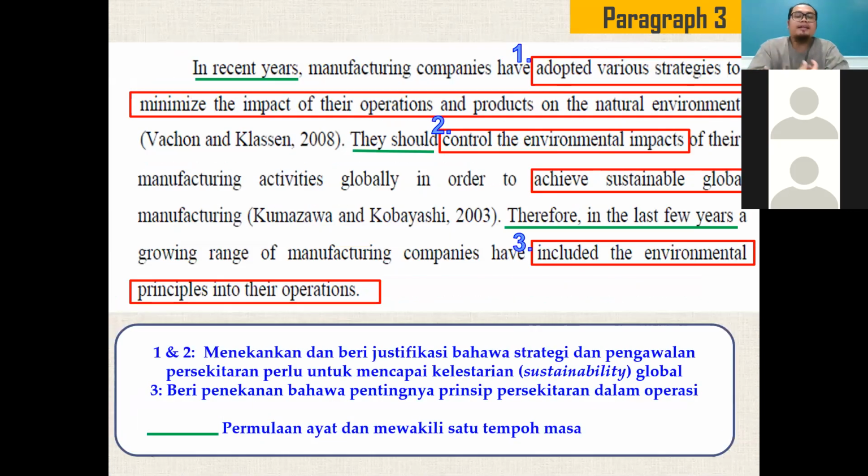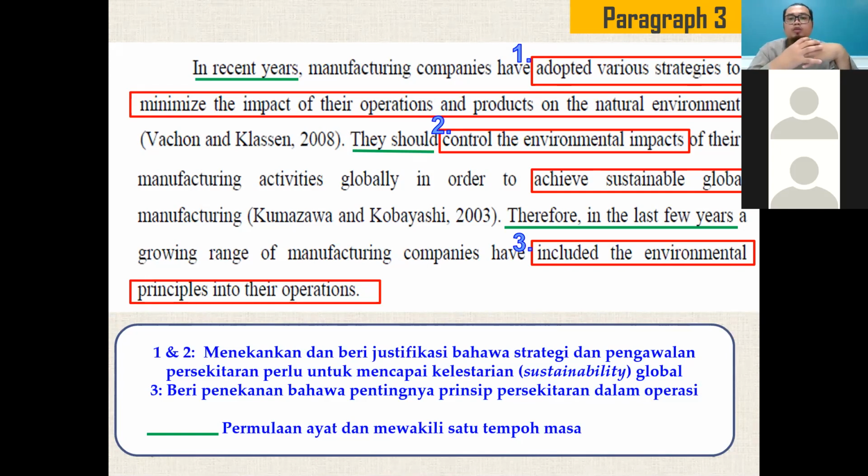Okay, go through the third paragraph. And in recent years, manufacturing companies have adopted various strategies to minimize the impact of the operation and the product on the natural environments. They should control the environmental impact of the manufacturing activity globally in order to achieve sustainable global manufacturing. Therefore, in the last few years, in growing range of manufacturing companies have included the environmental principle in their operation.